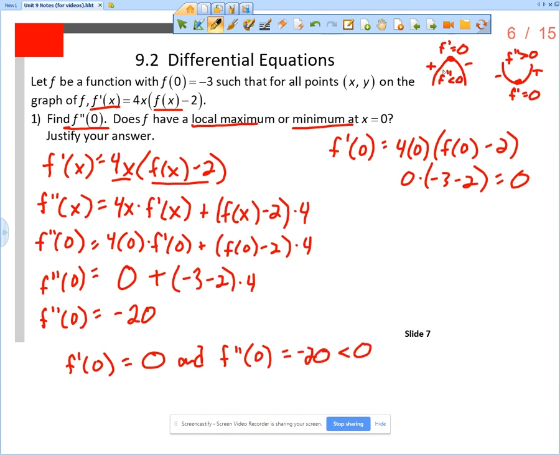So what does that mean? Well, look at the two pictures. The first one had f prime equals 0 and f double prime was less than 0. Therefore, f of 0 is a local maximum. All right, so this is definitely a review of some things in Unit 4. But this is still falling into the category of a differential equation because we were given something involving f prime. All right, so let's keep going with differential equations.